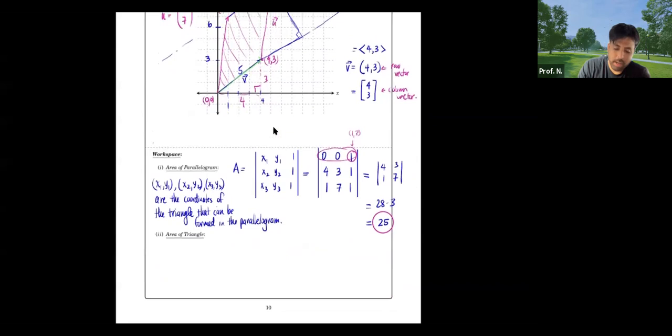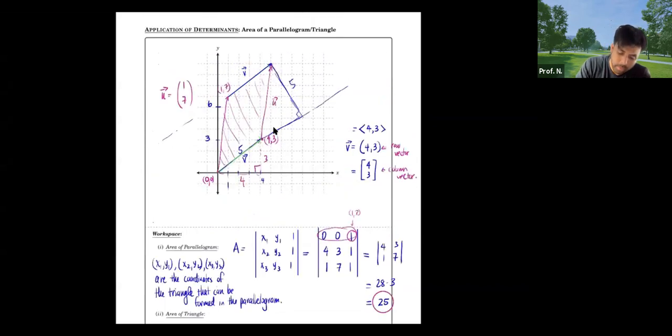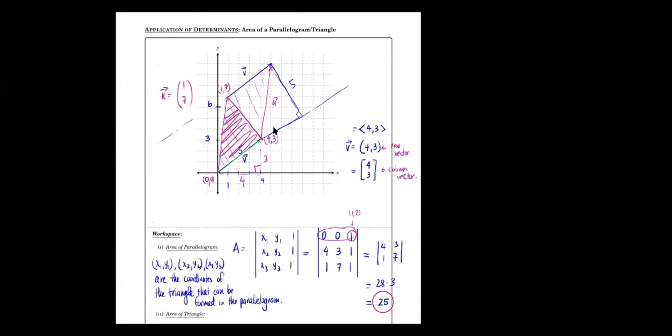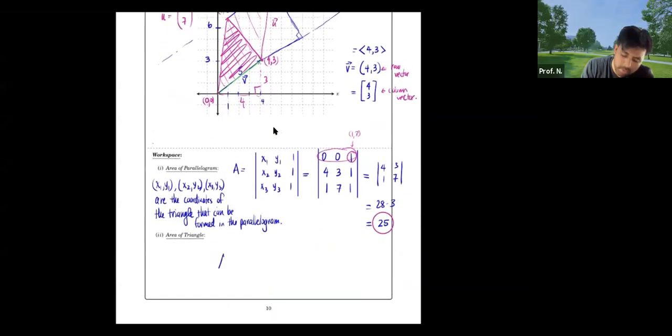And now, what would be the area of the triangle? What would be this area here? By the symmetry, right? It's going to be half the area of the parallelogram. Yeah, 12.5. Right. So what's the formula for that? The formula would be 1/2 times the determinant of x1, y1, 1, x2, y2, 1, x3, y3, 1, which will be half of 25, which is 12.5.